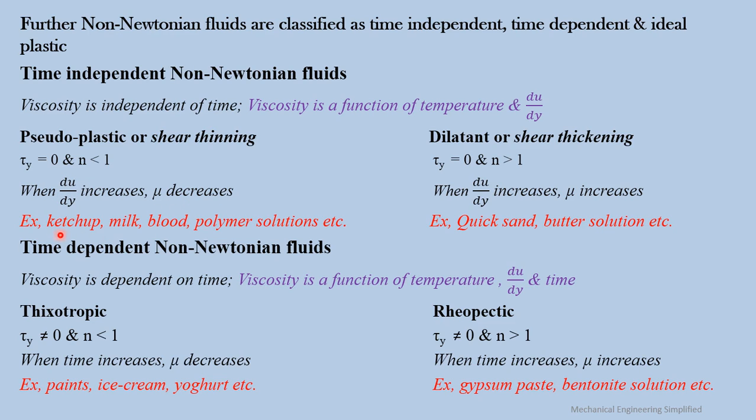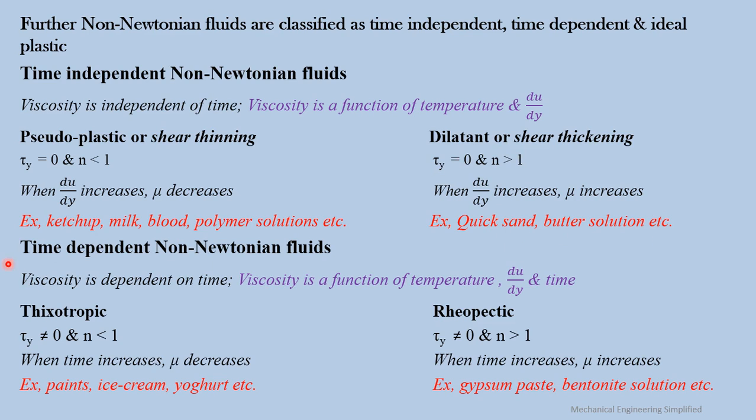When you have these things kept in a container and you continuously shake them, what happens? The viscosity decreases. Okay, these are very common examples. They are ketchup, milk, blood, polymer solutions, and many more. Okay, in the case of dilatant, it is just opposite. When du by dy increases, mu increases. That means when the velocity gradient increases or the shear increases, the viscosity increases. In this case, yield shear stress is 0 and flow behavior index is greater than 1. Example is quicksand and butter solution, and many more.